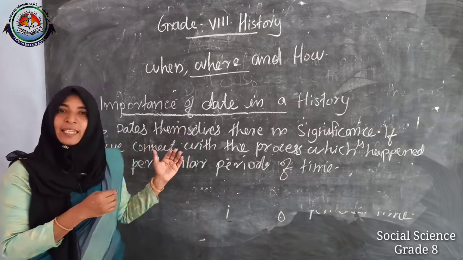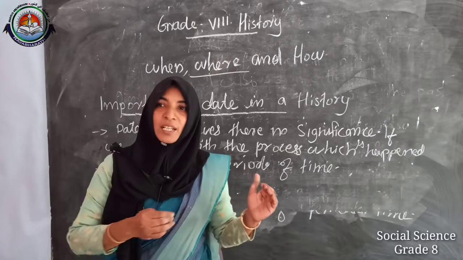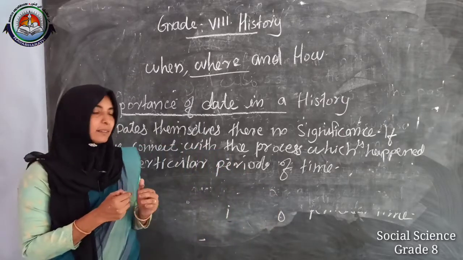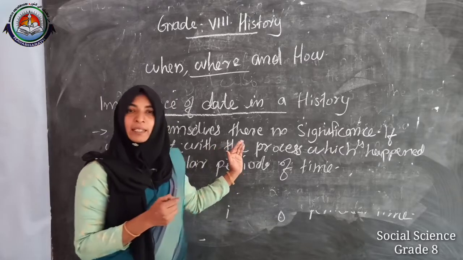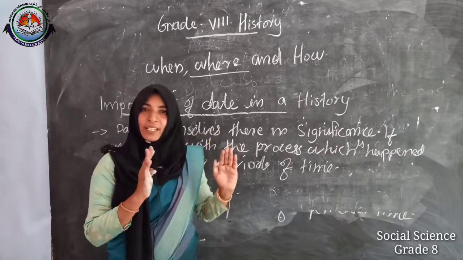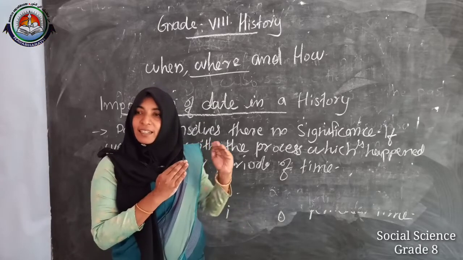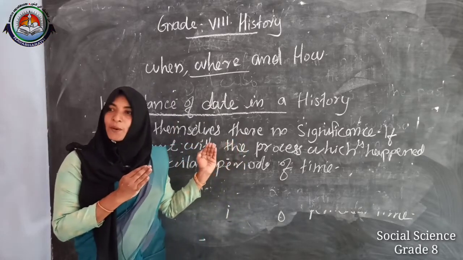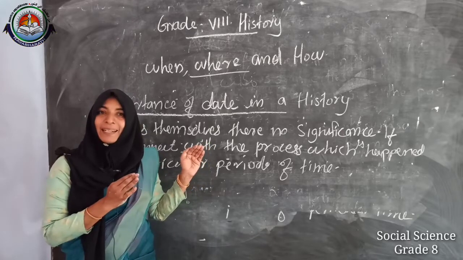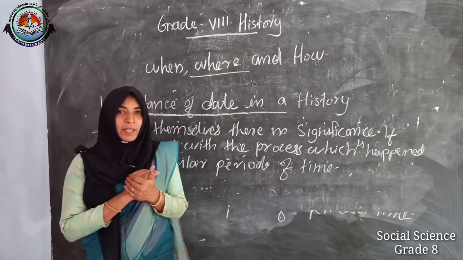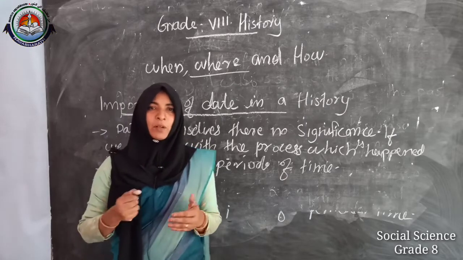That is why the time of the invention of the wheel is very important. Because of that, we say that the date itself has no significance. If we attach that date with the process which happened in a particular period, that is very important. Did you get an idea about the importance of date now?